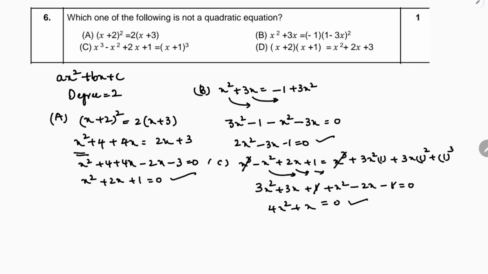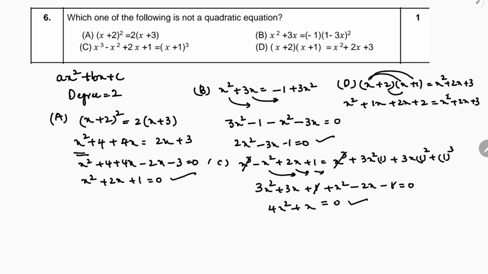Now if you check option D, here it is x plus 2 into x plus 1 equals x square plus 2x plus 3. So x into x is x square, x into 1 is x, plus 2 into x is 2x, plus 2 into 1 is 2, equals x square plus 2x plus 3. Here x square cancels, and 2x and 2x also cancel. So x plus 2 minus 3, x minus 1 equals 0. It is a linear polynomial because the degree is 1. So option D is the correct answer because option D is linear. The remaining three are all quadratic. Option D is linear, it is not a quadratic equation.